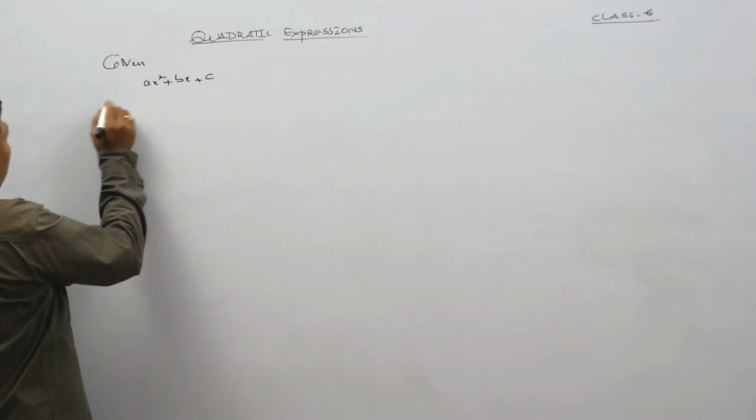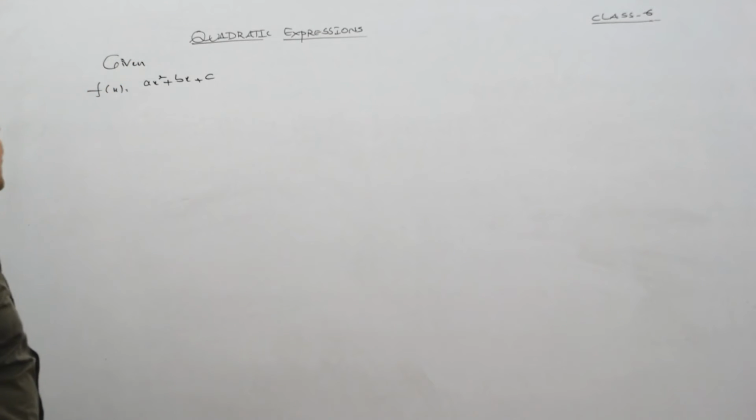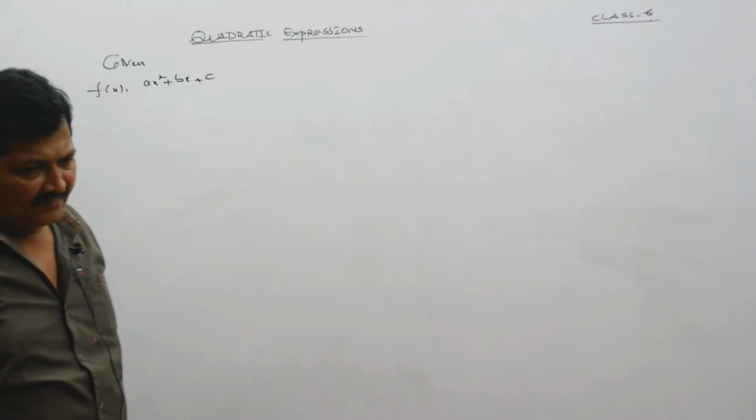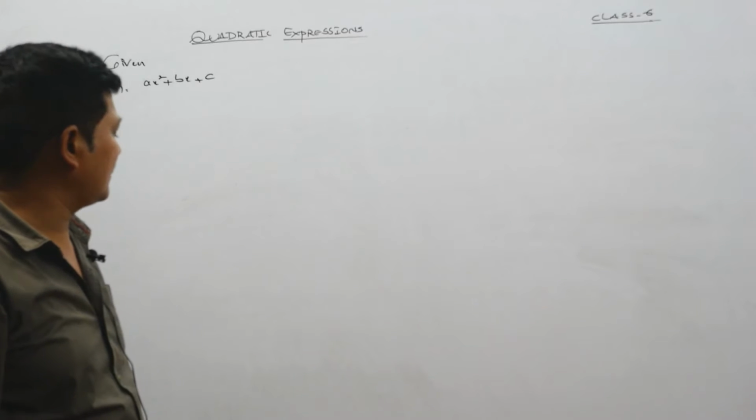So given f of x is equal to ax square plus bx plus c, a quadratic expression. You can remember the method of maxima and minima from your first year, in applications of differentiation. So consider the given function, find the first derivative, find the second derivative, and for maximum or minimum f dash of x is equal to 0. Substitute the value of x in the given function.